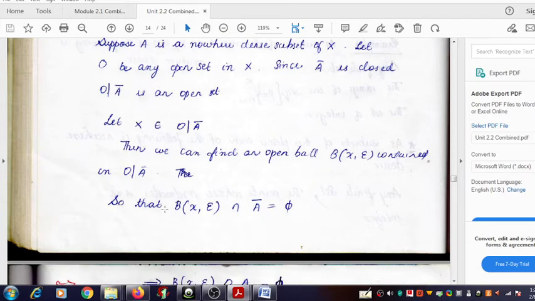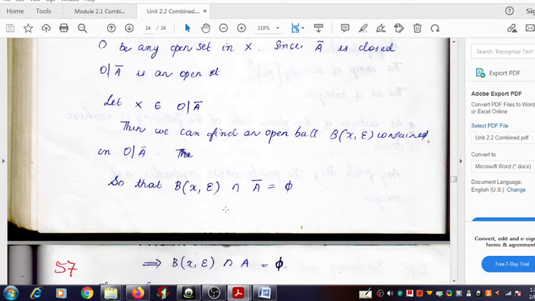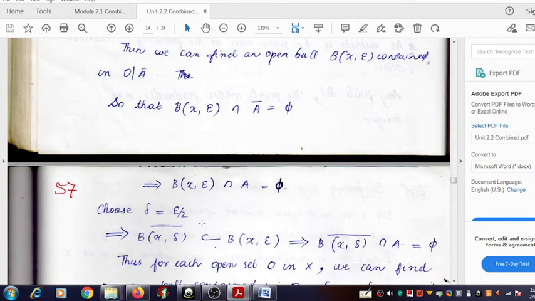And so it is clear that the intersection of that open ball, because the ball is chosen from the set O from which closure A is removed, and closure A does not share any point with the open ball, because all the elements of closure A are removed from the open set O. Therefore the intersection of B(x, epsilon) and closure A equals the null set. So no element is shared by these two sets.